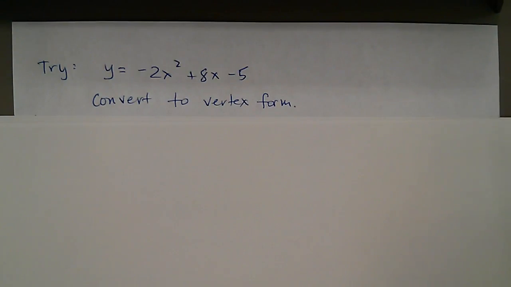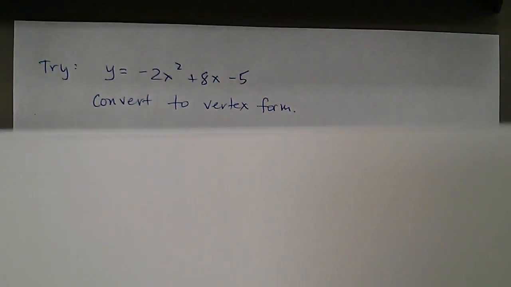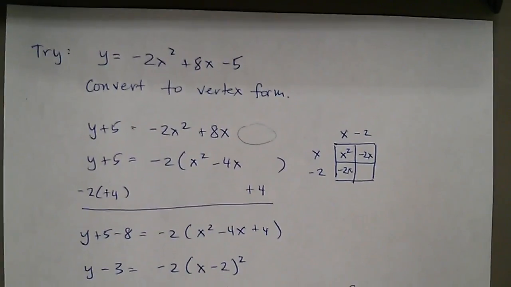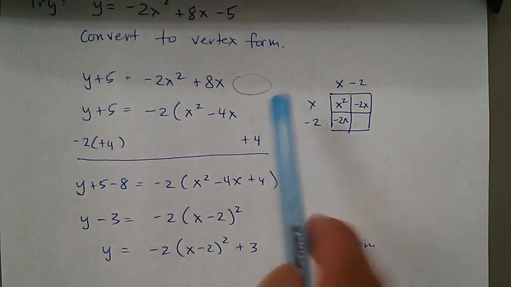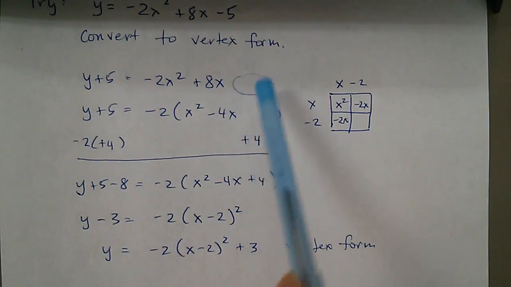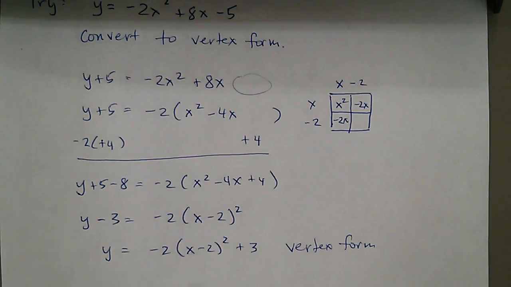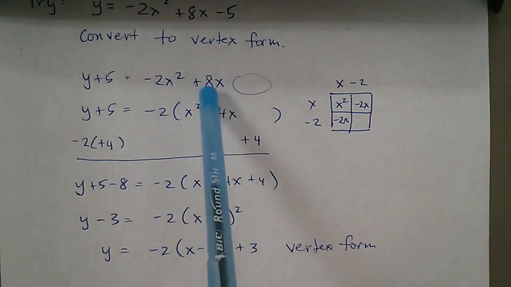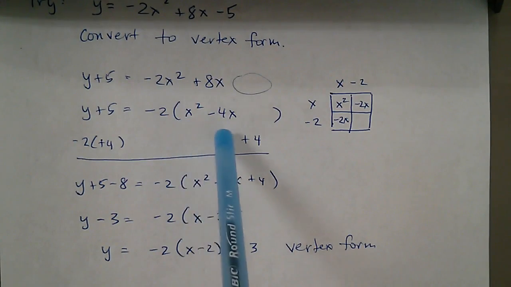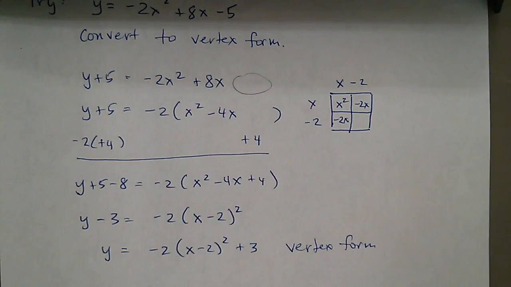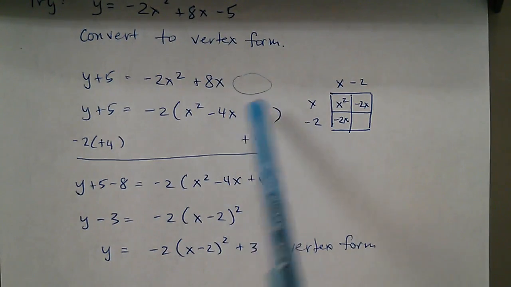Okay, let's see how you did. First step was to add 5 to both sides to clear that space in order to complete the square. And then I noticed that negative 2 and positive 8, I could factor out negative 2, leaving x squared minus 4x inside the parentheses. And of course that spot there.